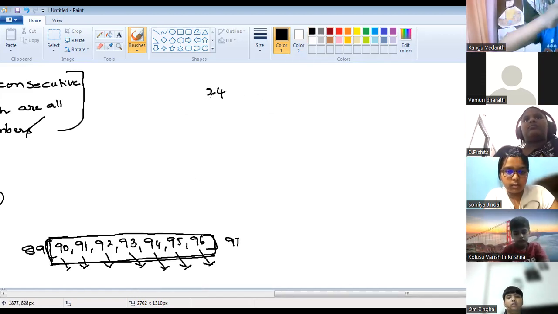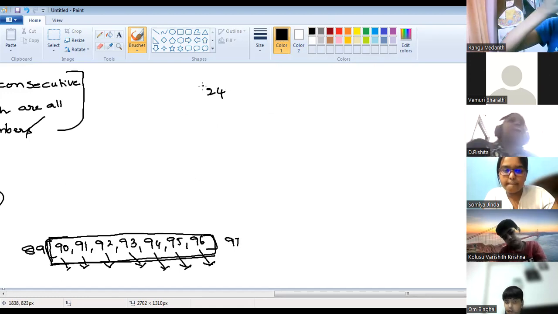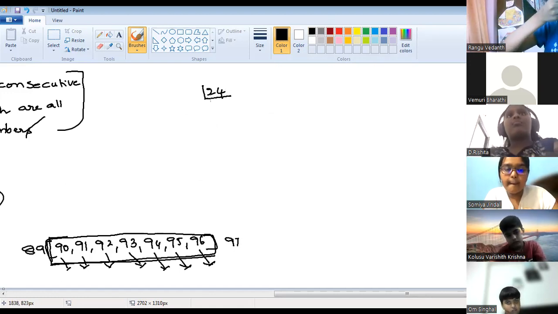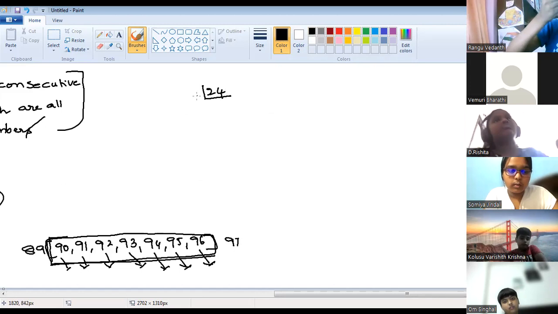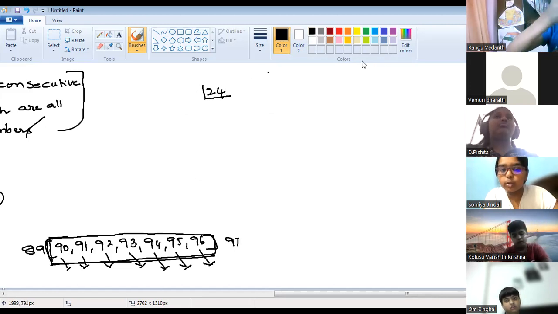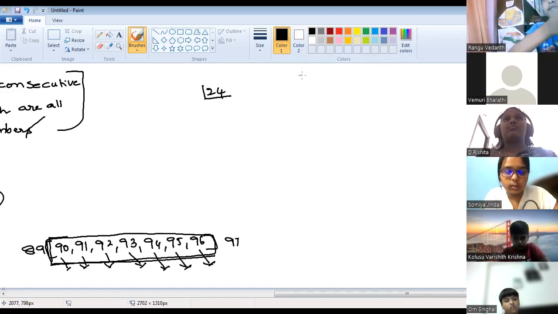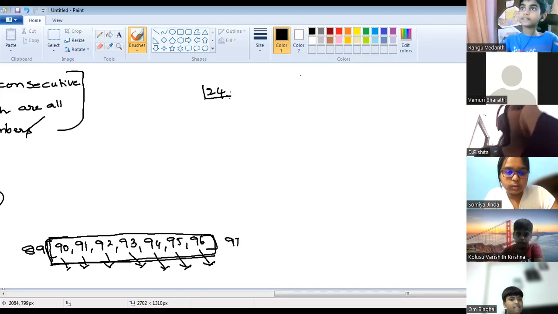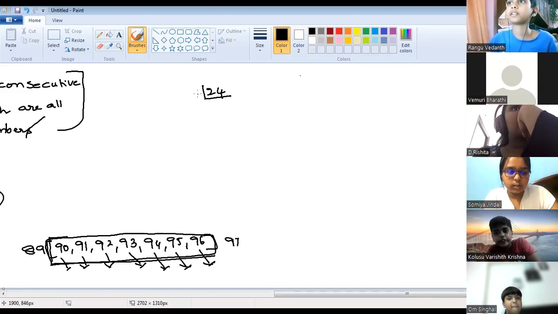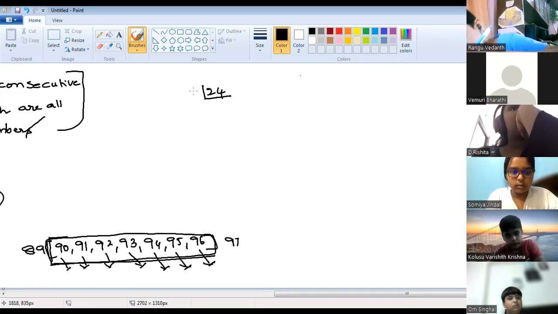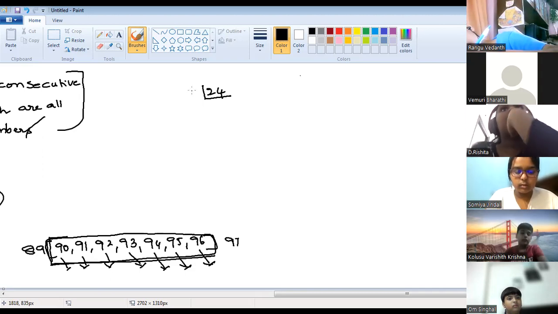24. How can I represent 24 as prime factors? Prime factors means I need to divide with only prime numbers. So 24, which prime table? Suppose 2 table. If you look at the number, the end digit, ma'am, it ends with 4. Yes, prime factorization means I need to take only prime numbers. I'm not going with composite numbers.